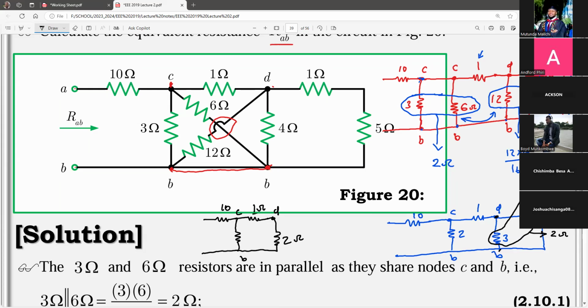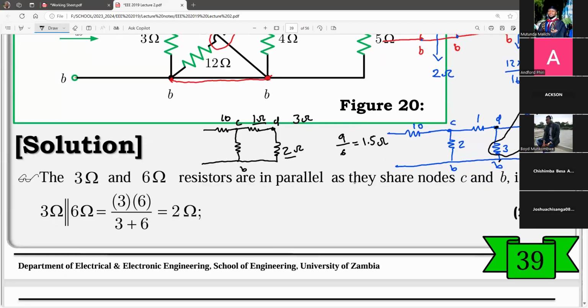Again, you see that this one and this 2 are in series. They will give you the equivalent resistance of 3 ohms. And then you realize that 3 ohms and 3 ohms are in parallel. You remember the equivalent resistance of 2 means it will be the product, which is 9, divided by the sum, which is 6. That should give you 1.5 ohms.